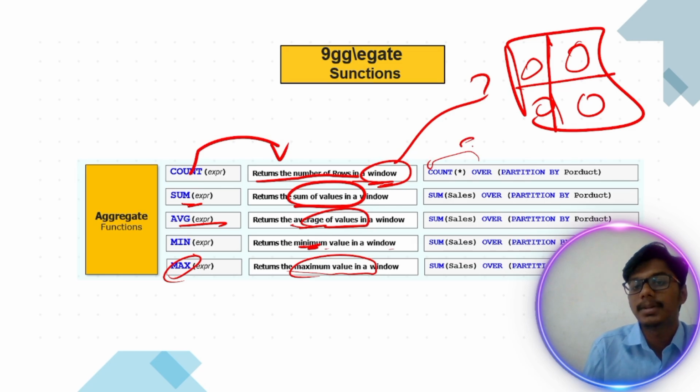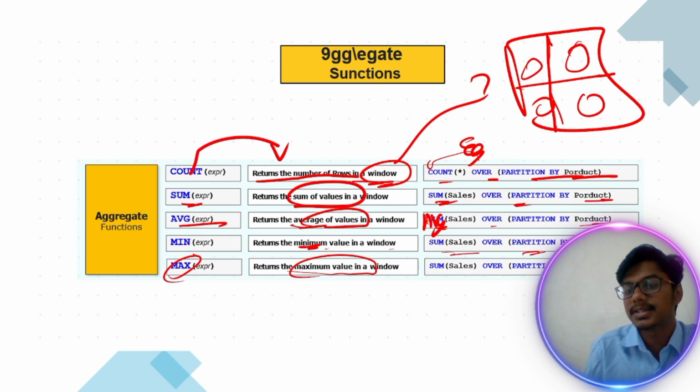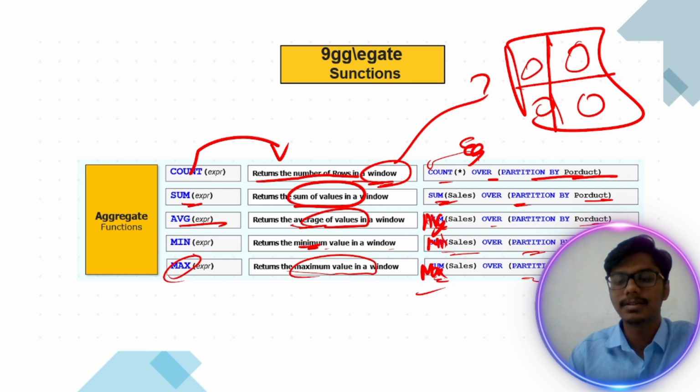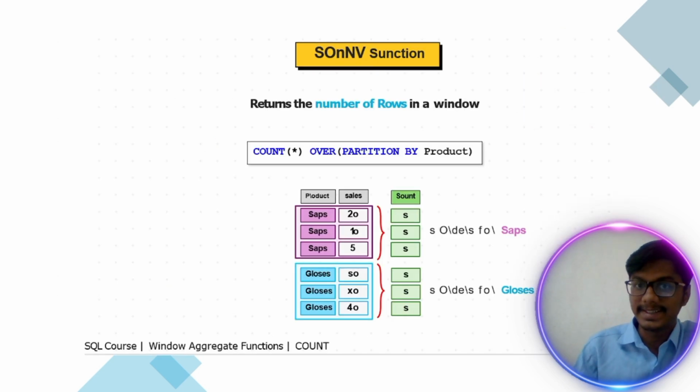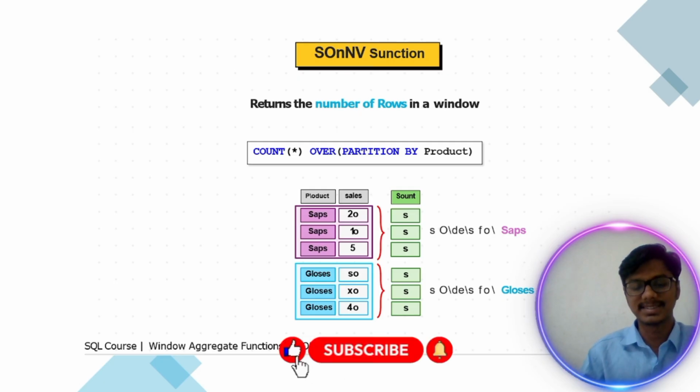Here are the syntax examples: COUNT(*) OVER (PARTITION BY product), SUM(sales) OVER (PARTITION BY product), and AVG(sales) OVER (PARTITION BY product). Here we want to put the MIN, and here we want to put the MAX of sales OVER (PARTITION BY product), which we have discussed in the Window aggregation functions. Right, now let's discuss the count function in detail, and how the count function works behind the scenes. Let's discuss.